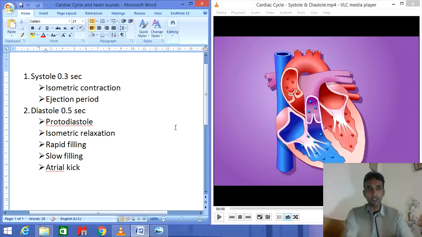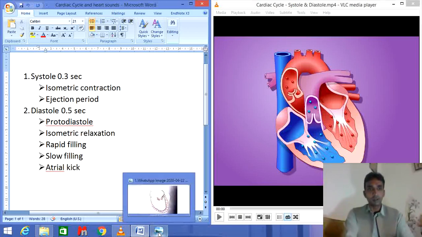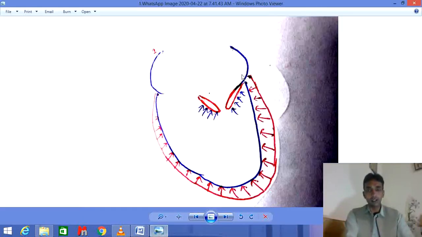Now, first of all, the isometric contraction. To learn about the isometric contraction, we will focus on this diagram. This whole diagram represents the heart. I have told you in the beginning that the systole or the contraction of heart means the contraction of ventricles. So we will focus on the ventricles of the heart, on the left ventricle. Same will take place in both ventricles, but we will focus on the left ventricle, which is very important.